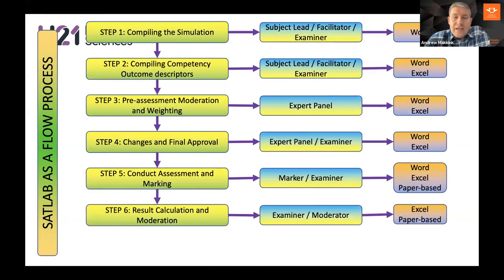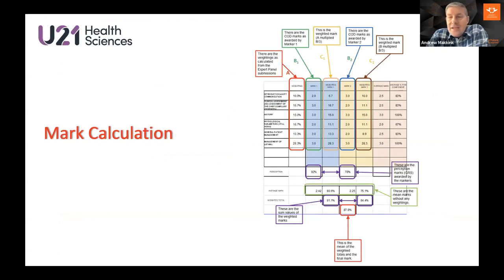Once that's done, there's a result calculation and where necessary moderation. Again, this is Excel and paper-based. This is an example of what the Excel sheet looks like. Obviously, this is based on quite a lot of formulas and background things that are quite difficult if one is not, I use the word good lightly, good in Excel. So the weightings, which is the red column, are what would have been drawn from the competency outcome descriptor weightings from the expert panel.